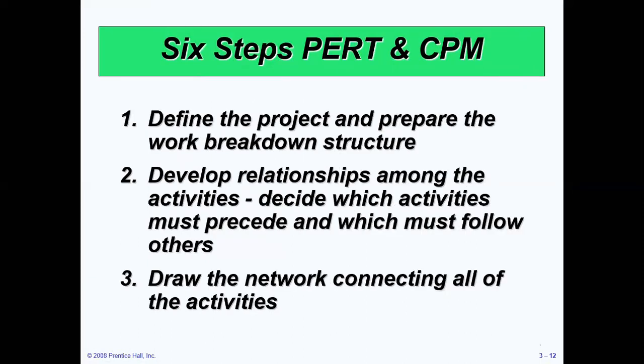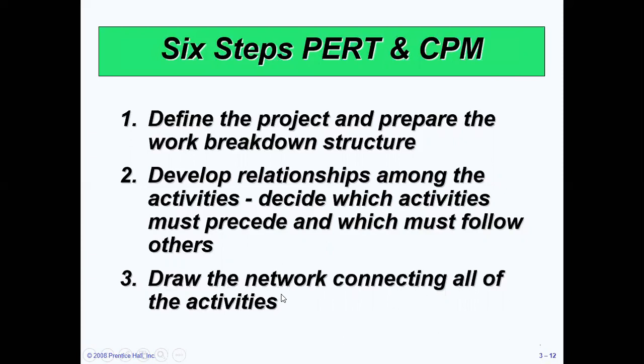There are basically 6 steps in the PERT and CPM network. The first one is to define the project and prepare the work breakdown structure. So at the start of PERT and CPM, you have to define the project and then prepare the work breakdown structure for that particular project. The second step is to develop relationships among the activities, like deciding which activity must precede and which activity must follow others. The third step is to draw the network connecting all of the activities.